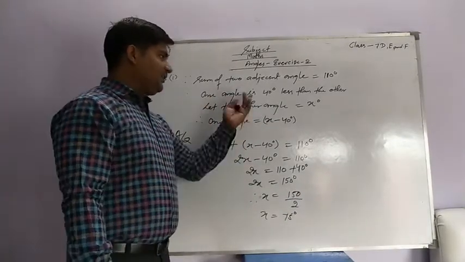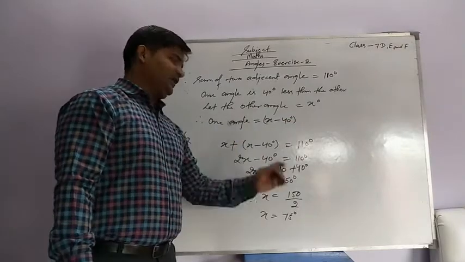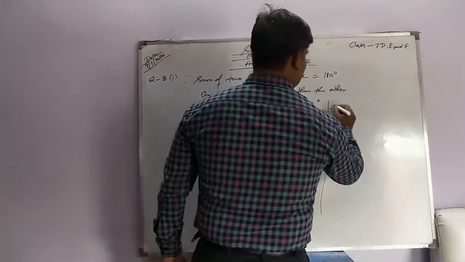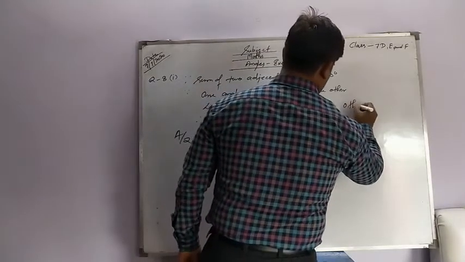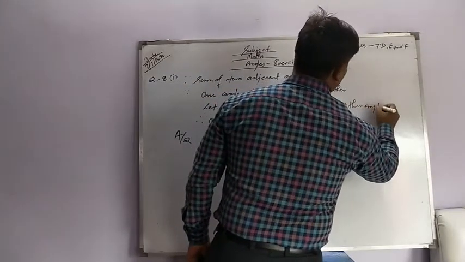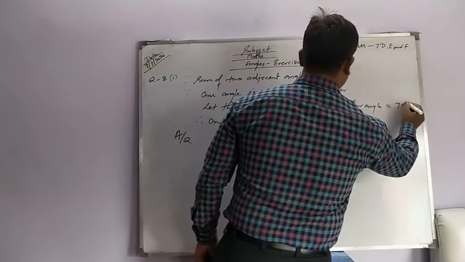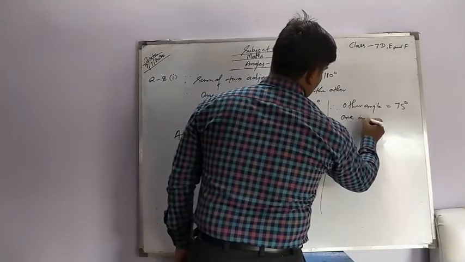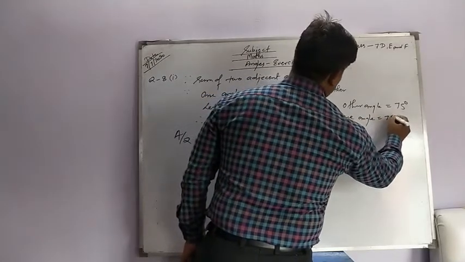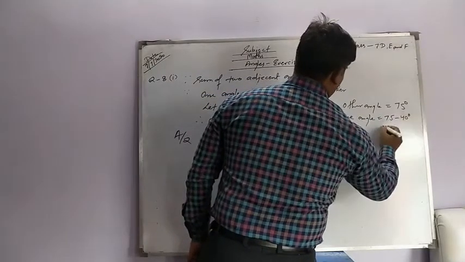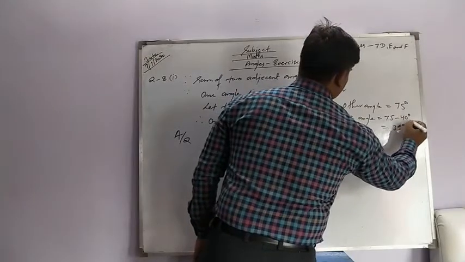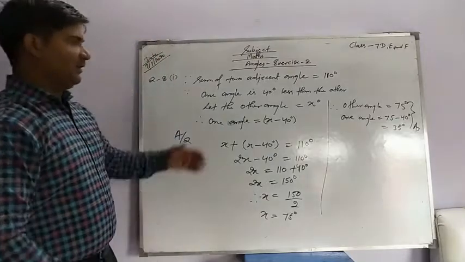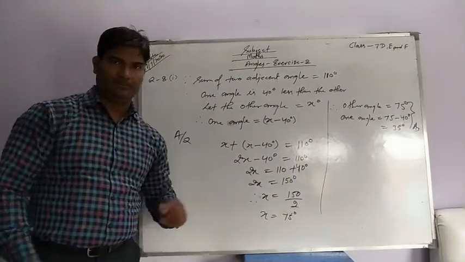So x is the other angle. It means that the other angle is 75 degrees. So therefore the other angle is equal to 75 degrees and one angle is equal to 75 minus 40 degrees, which is equal to 35 degrees, and this is the answer of the question. Write down this question in your copy.